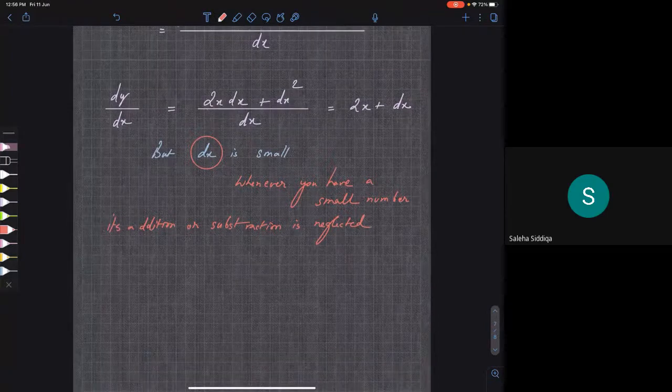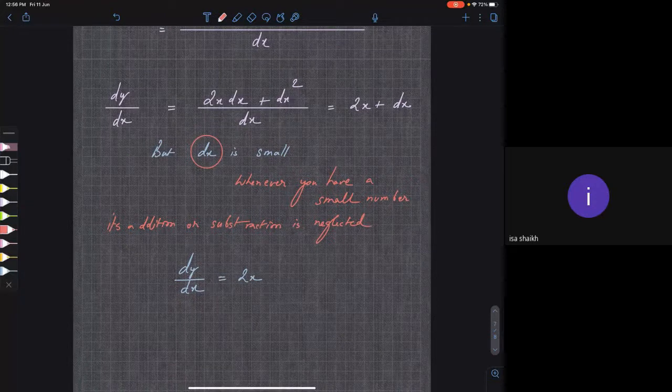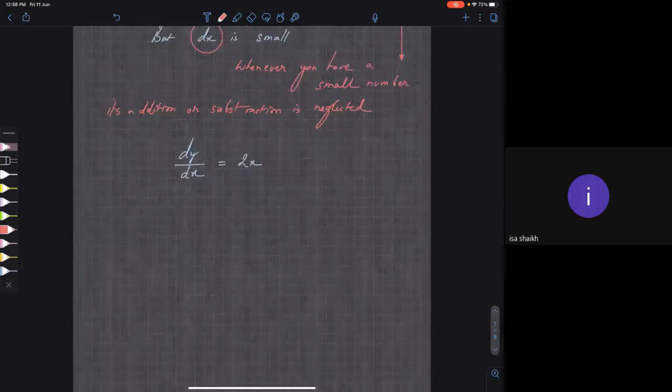What is dy by dx? 2x plus dx? No, it is only 2x. dx is ignored. See, it is a small value. When you add it, you neglect it. So dy by dx is what? 2x. That means what?